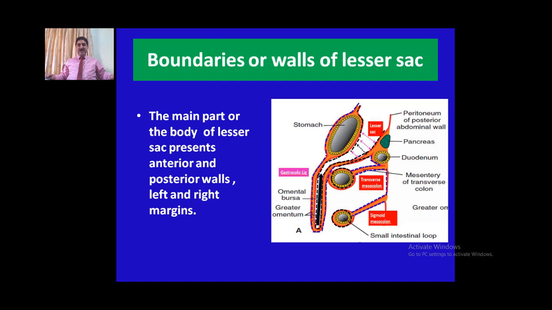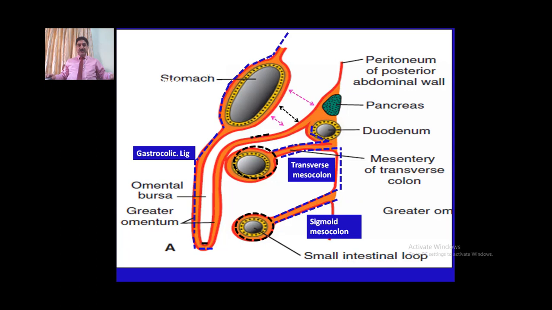The lesser sac is divided into body and recesses. The main part of the body of the lesser sac presents anterior and posterior walls, left and right margins. The anterior wall of the lesser sac is formed by... To understand the formation of the anterior wall of the lesser sac, let us go to this diagram.